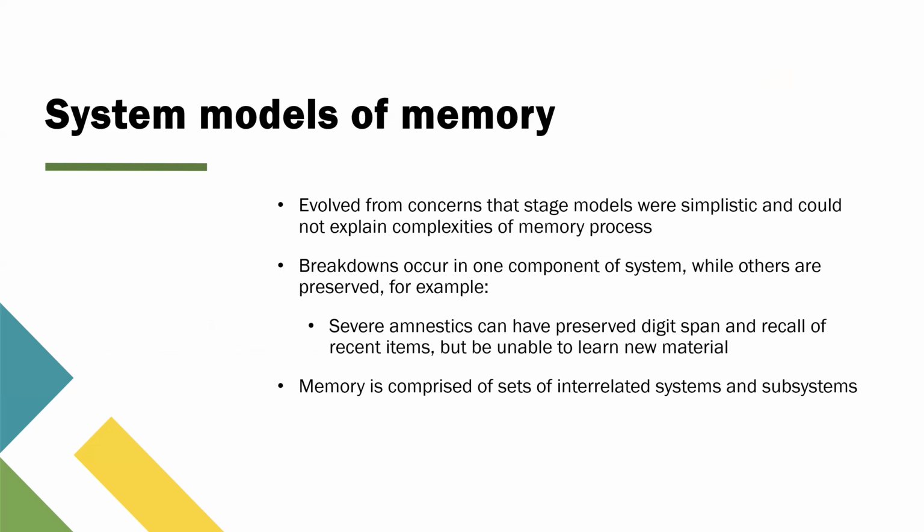So there's also system models of memory. These kind of evolved from concerns that those stage models that we just talked about were too simplistic. And people thought that maybe that model really couldn't explain the complexities of the memory process. So this system model of memory talks about how breakdowns occur in one component of the system while others are preserved. So for example, someone with severe amnesia, maybe they have a preserved digit span and a preserved recall of recent items, but they can't learn new material. So they kind of explain this as how memory is comprised of sets of these interrelated systems and subsystems.